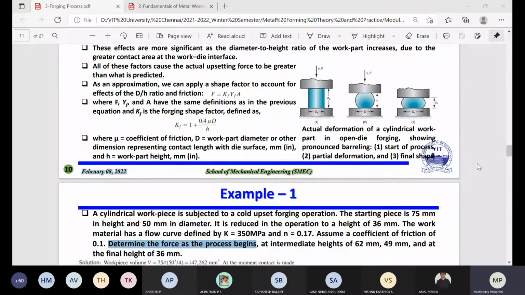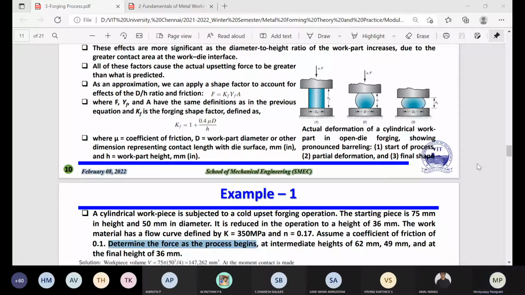For F, you need KF and again you need D, because there is no D. Height is given, the intermediate height of 62, but you need the diameter because it is pressed. Initial diameter was given as 50 mm. But now you have pressed, so the second diameter you have to find out. So for the diameter, how will we go? If you have area or maybe volume, then only you can find D.